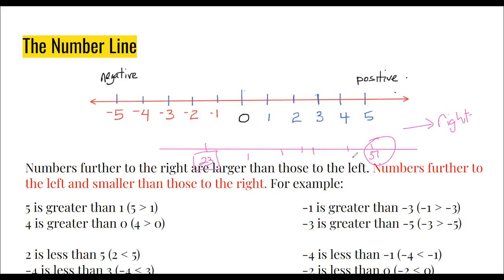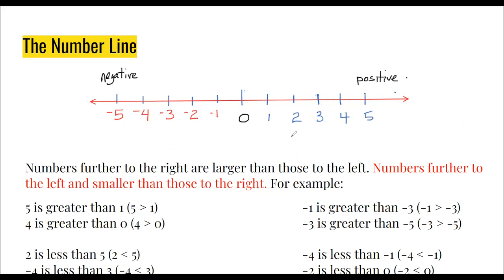Yes? So if I go in, it is, right? 24, 25, 26, and we go all the way up to 37. 37 is further to the right, and you do agree that 37 is larger than 23. Now let's look at the opposite. So the numbers to the left are smaller than those to the right.